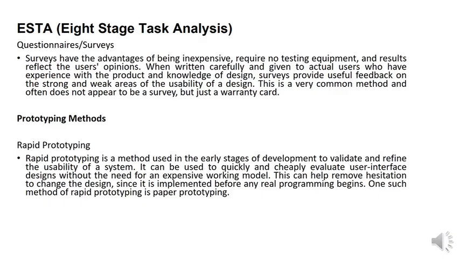Prototyping method. Rapid prototyping is a method used in the early stage of development to validate and refine the usability of a system. It can be used to quickly and cheaply evaluate user interface design without the need for an expensive working model. This can help remove hesitation to change the design since it is implemented before any real program begins. One such method of rapid prototyping is paper prototyping.